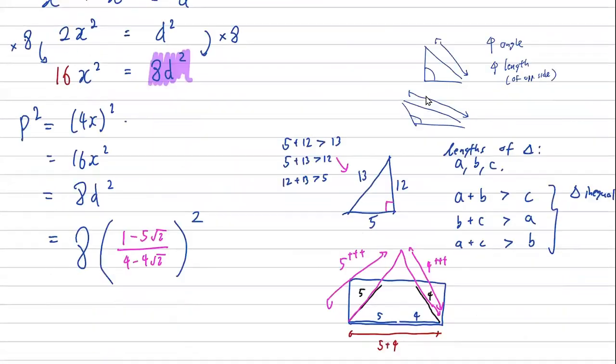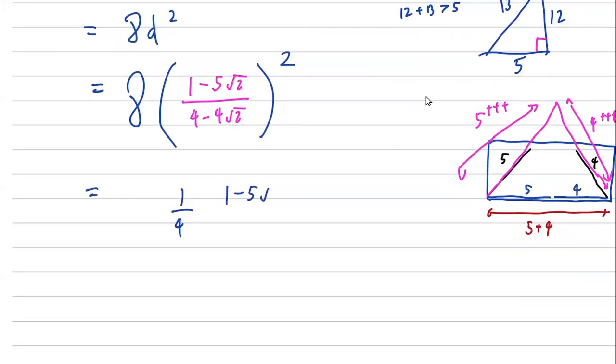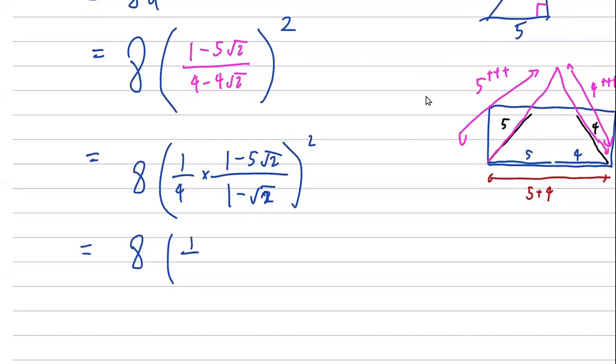I noticed straight away that 4 and 4 can be factored out as 1/4. So we get 1 minus 5 root 2 over 1 minus root 2, squared. The 1/4 squared becomes 1 over 16, times 1 minus 5 root 2 over 1 minus root 2, squared.